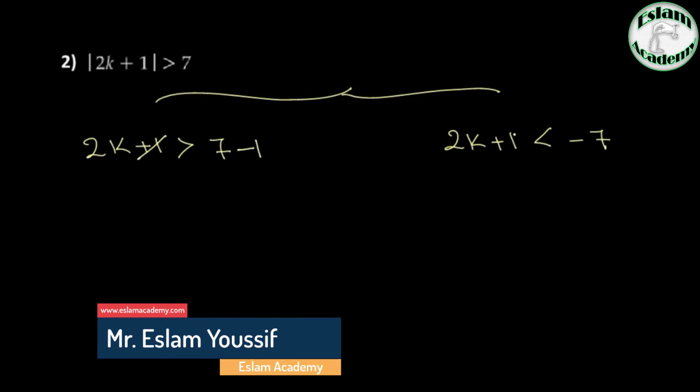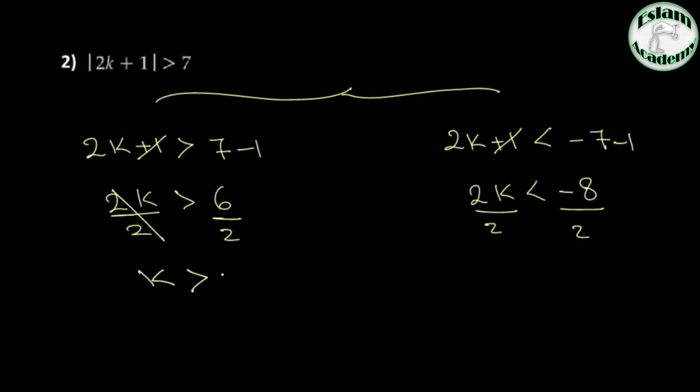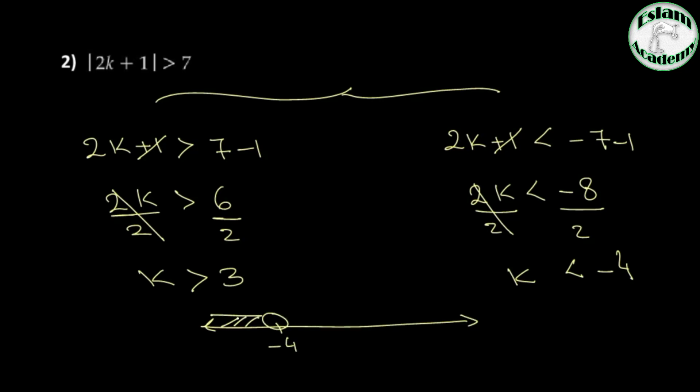By subtracting 1, then 2k is more than 6 and 2k is less than negative 8. Dividing by 2, k is more than 3 and k is less than negative 4. There is no number more than 3 and less than negative 4. So the solution now will be, that's negative 4 open, and I need all of the values which are before negative 4, and that 3 will be open. I need all of the values which are after 3.